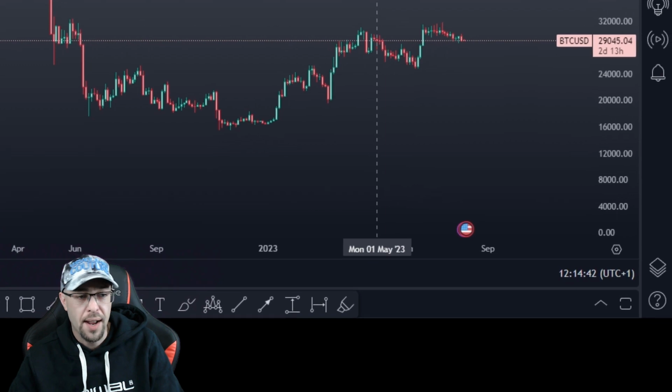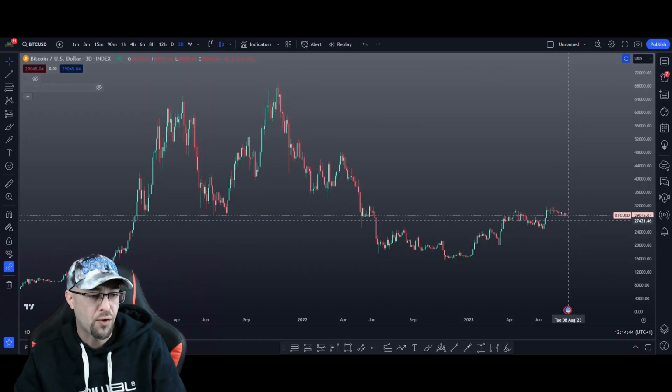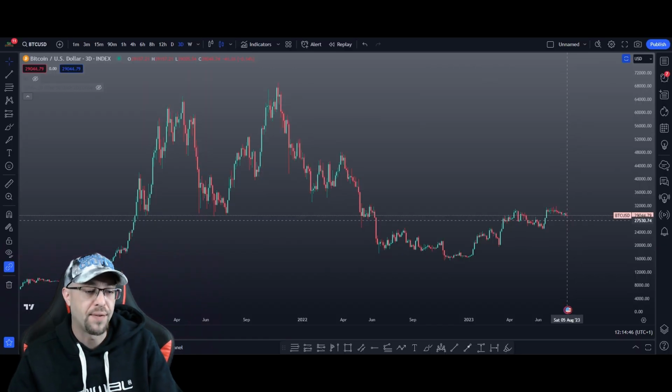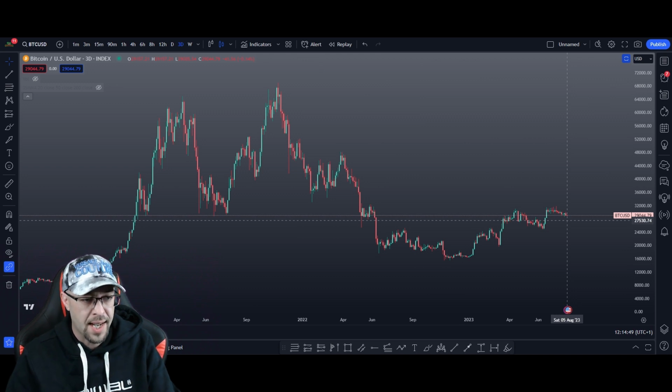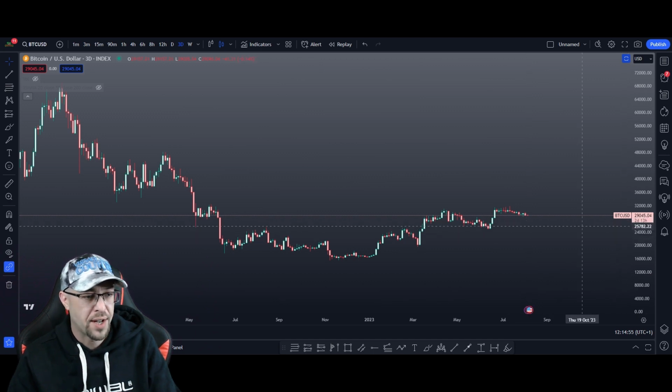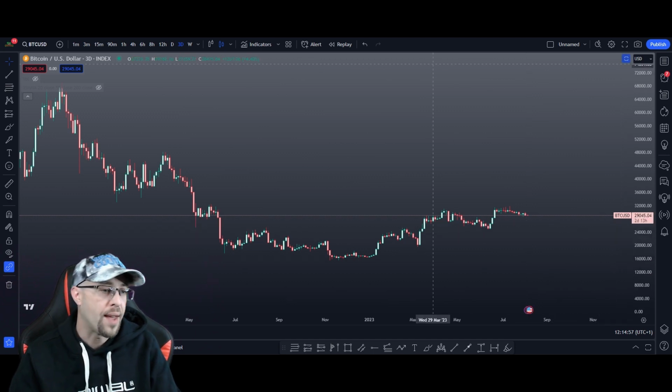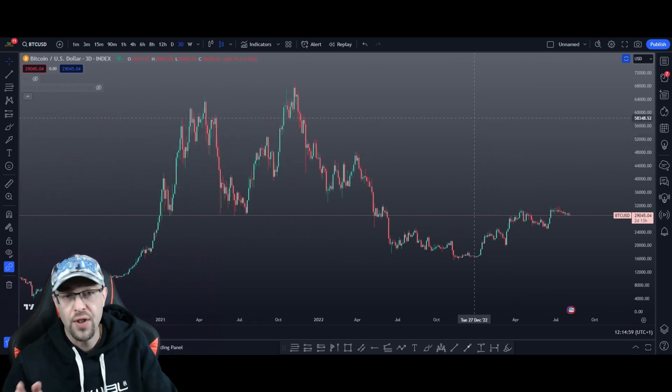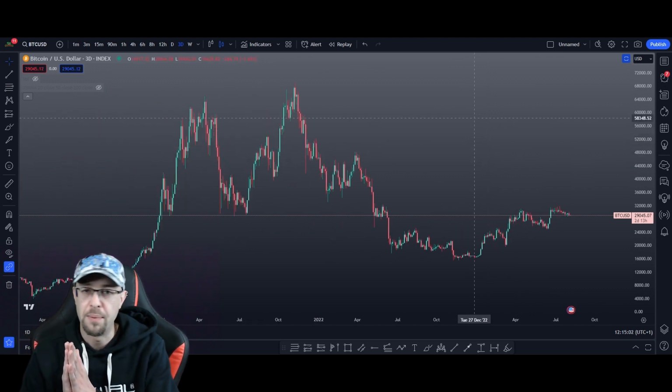Right-hand side, 29,045. Bitcoin's currently trading at 29,045. Today's the 5th of August. So you can see here, just scroll in a little bit. See the 5th of August at the bottom. And then at the right-hand side, you've got the price. So that works with anything. On the right-hand side, you've got the price, and on the bottom, you have the date.